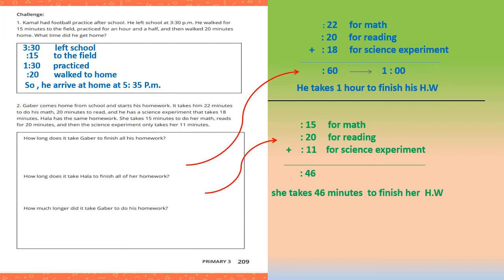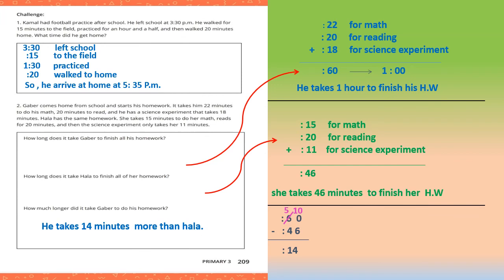The last question: how much longer did it take Gabir to do his homework? So it will be 60 minus 46, it will be 14 minutes more than Hala. He takes 24 minutes more than Hala. No, he takes 14 minutes more.